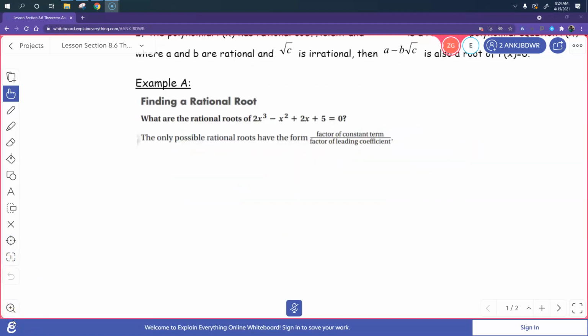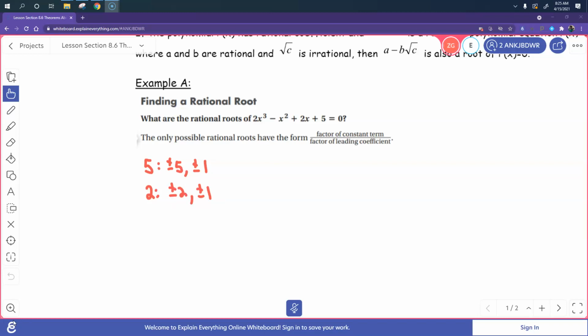It says finding a rational root. What are the rational roots for 2x cubed minus x squared plus 2x plus 5? Remember, we're going to find the possible roots, or the possible solutions. So we have 5. The factors of 5 are plus or minus 5, plus or minus 1. Those are the possible factors of 5. The possible factors of 2 are plus or minus 2, plus or minus 1.